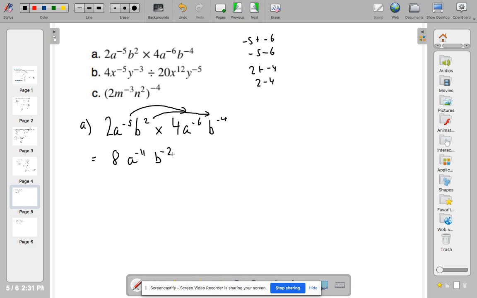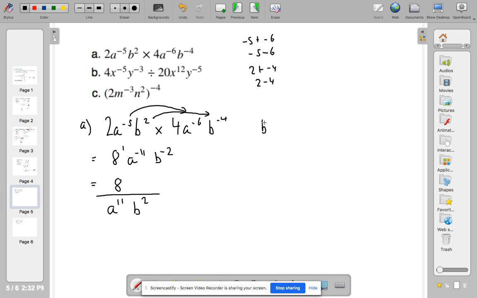All right, so we've got to express these with positive indices. Remember, on that 8, there's an imaginary 1 there as well. It's already got a positive index, so it's going to stay where it is. And we're going to move the a and the b expression to the bottom position of the fraction, called the denominator. So that's a to the power of 11, b to the power of 2. Notice how the minus 11 changes to a positive 11, and the minus 2 changes to a positive 2 there. So the answer is 8 over a to the power of 11, b to the power of 2.